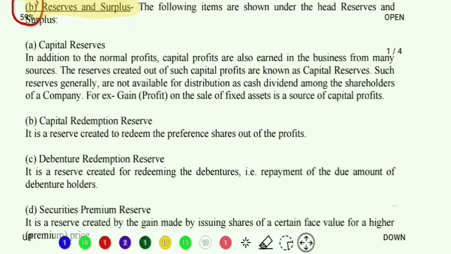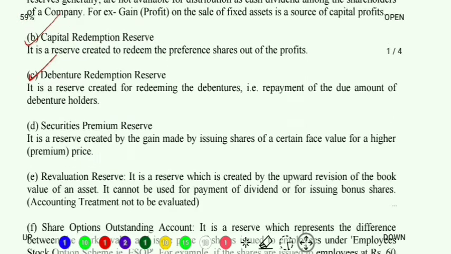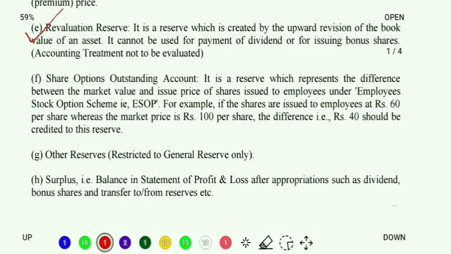First one we have is capital reserves. Next is capital redemption reserve. Third is debenture redemption reserve. Fourth, securities premium reserve. Fifth, revaluation reserve. Then we have share options outstanding account. Other reserves, which is restricted to general reserve only. And the last is surplus. So basically these 8 items, just keep in mind, come under the heading of reserves and surplus.